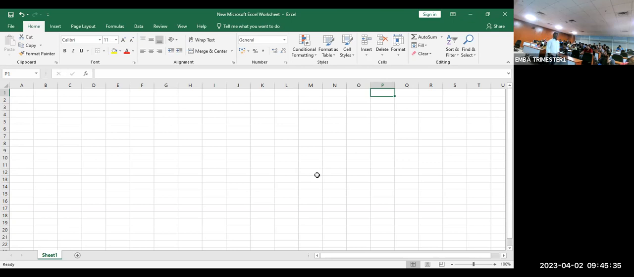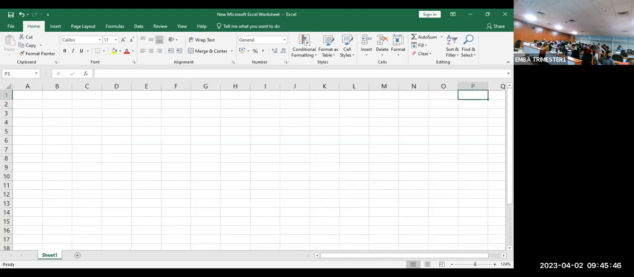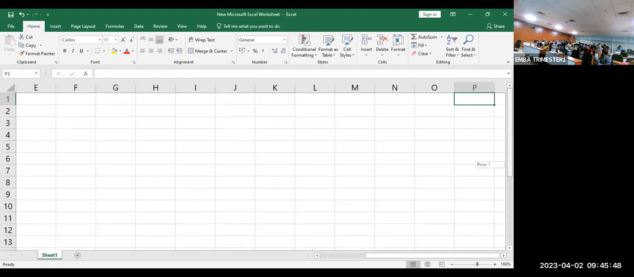Any doubt in the journal or ledger? Nothing? So what is trial balance?